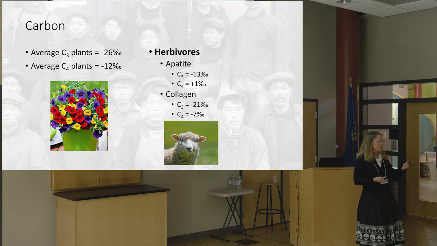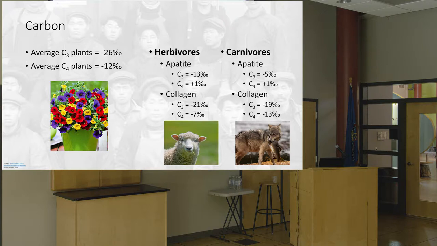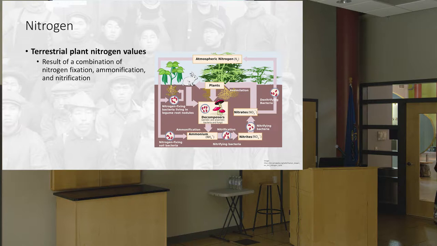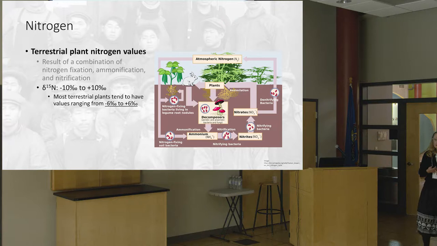Carnivores, same thing. You can see it's vastly different, these values, except for the C4. But still, different, right? Terrestrial and plant nitrogen values, moving on to nitrogen, are a result of a combination of nitrogen fixation, ammonification, and nitrification. So the nitrogen cycle, you probably learned about in sixth, seventh grade, right? And terrestrial plant values are about negative 10 to positive 10 per mil. And most terrestrial plants tend to have values ranging from negative 6 to positive 6.